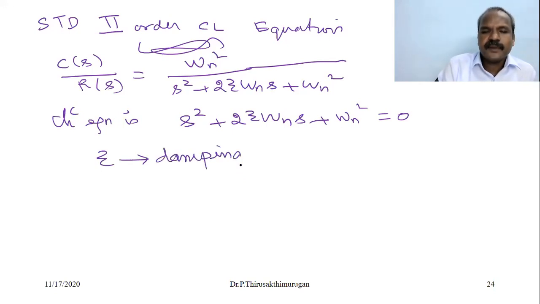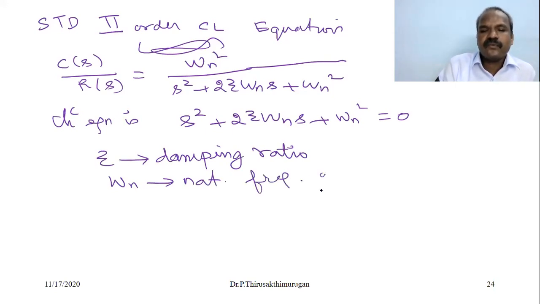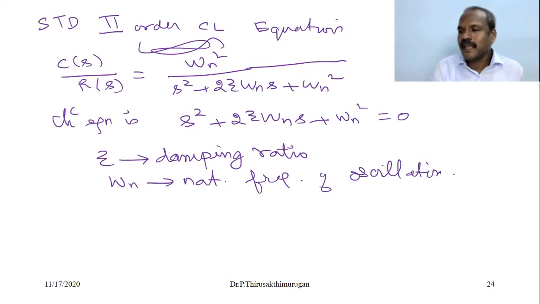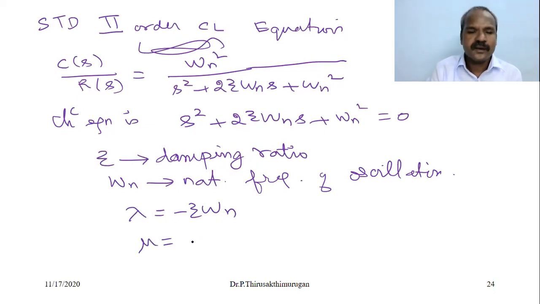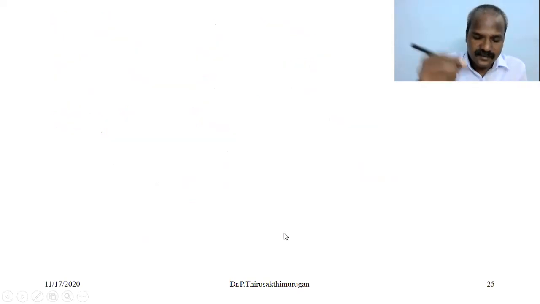Here zeta is the damping ratio. Omega n is the natural frequency of oscillation. Okay, the relationship, I am going to introduce a term lambda. Here we have one lambda. That lambda is minus zeta omega n. Then mu equal to omega n square root of 1 minus zeta square.